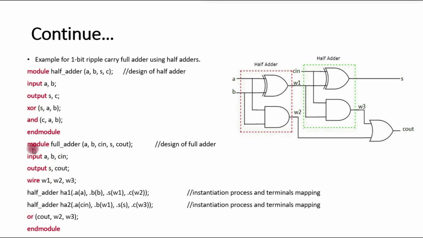Now we are writing the module for the full adder using the half adder circuits. Module name is full underscore adder, and inputs are A, B, C in, carry in. Outputs are S, sum, and carry out, C out. Separately, inputs are A, B, C in, outputs are S and C out. And here in a full adder circuit there are intermediate terminals, W1, W2 and W3. These should be wires. So wire W1, W2, W3.